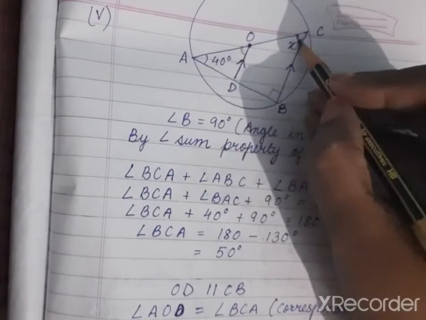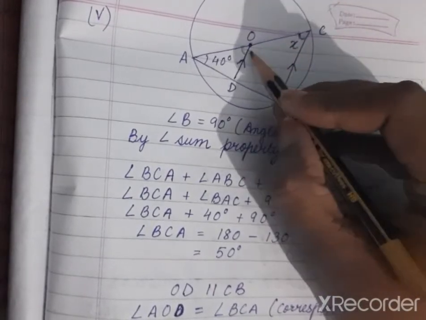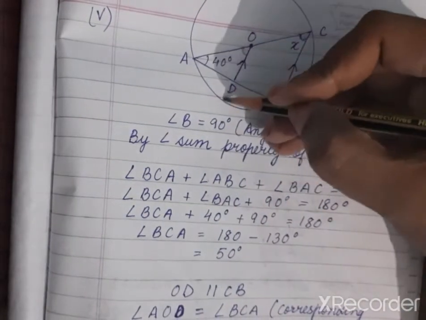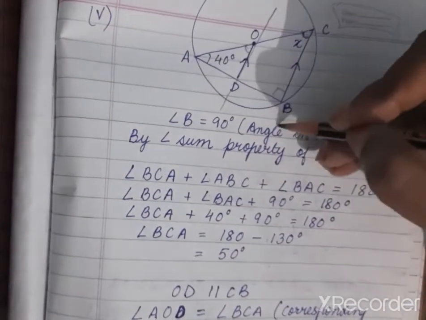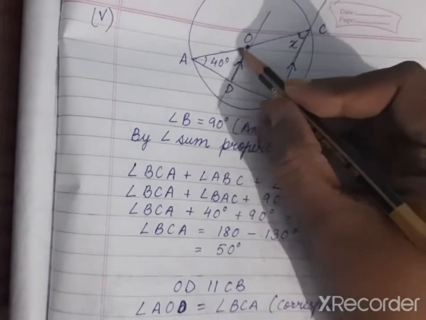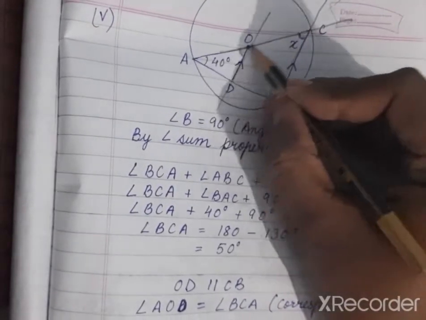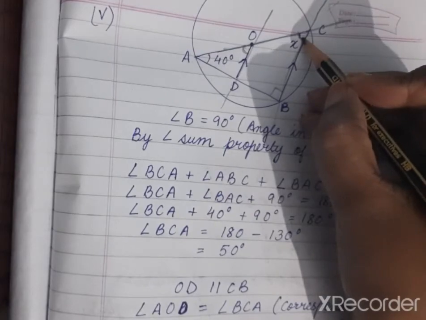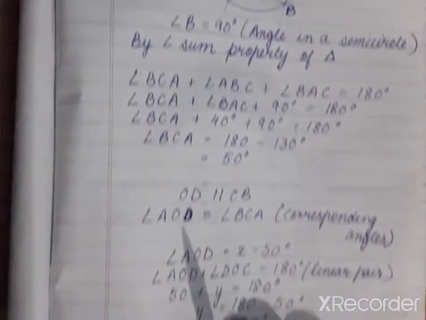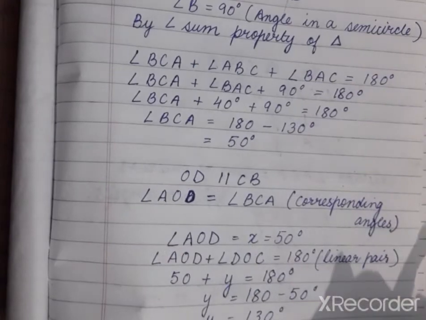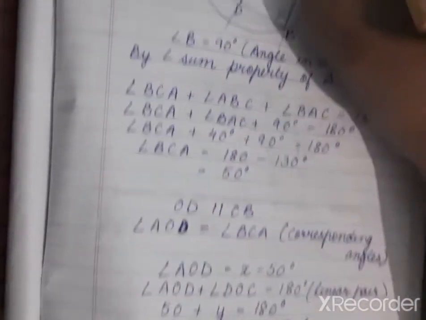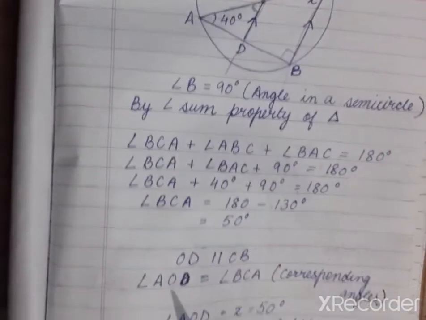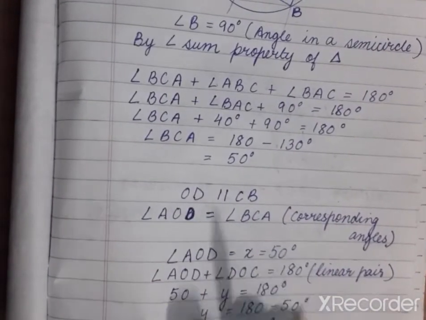Using parallel lines, what property do we use? We use here corresponding angles are equal, because if you extend these two lines and this is the intersecting line, you can see that this is the corresponding angle, and corresponding angles are equal. Now angle AOD will be equal to angle BCA, therefore if this is x, this will also be x, and x is equal to 50 degree.